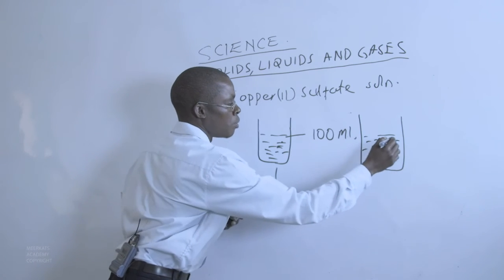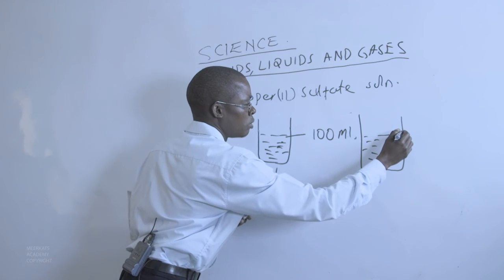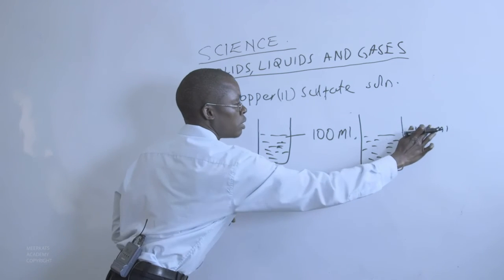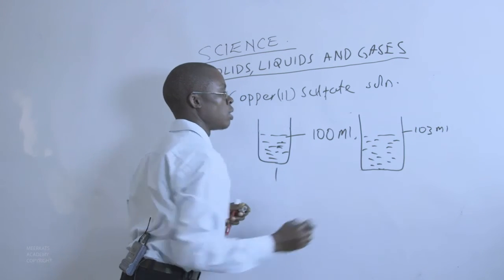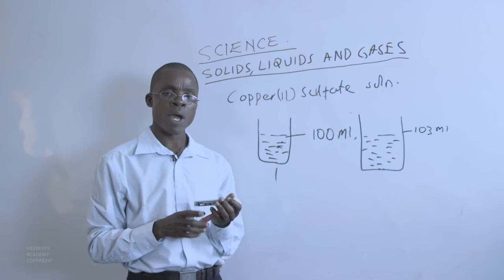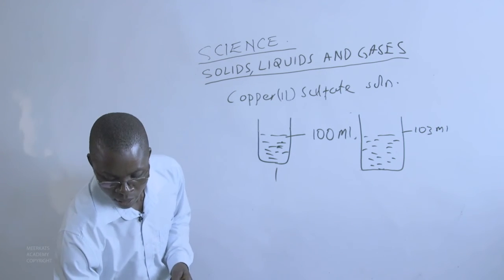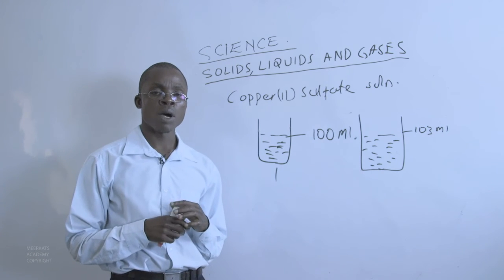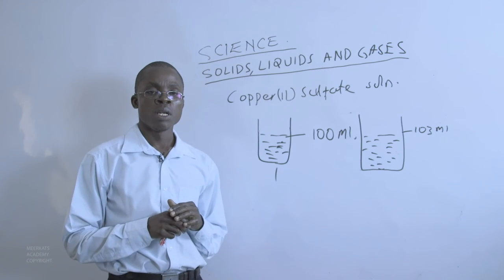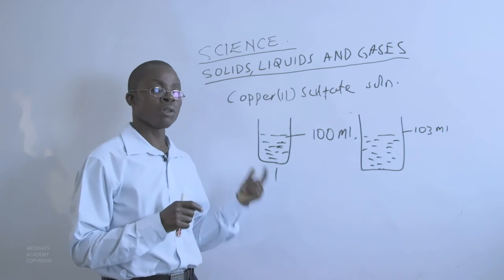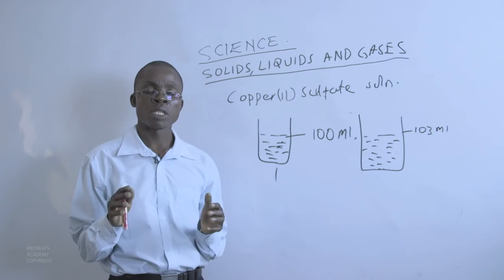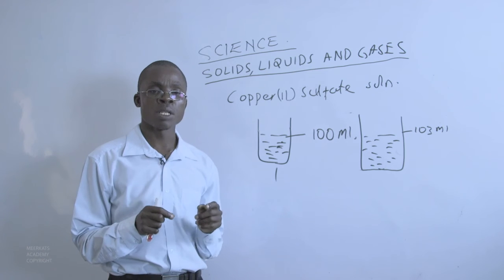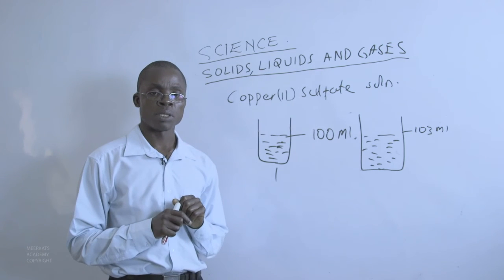This is 100, but we are being told this one goes to 103 mils. Why? As I was beginning the lesson, looking at how a solution is formed, I mentioned that a solid and a solvent must come together to form a solution. And in coming together, we have 2 steps.